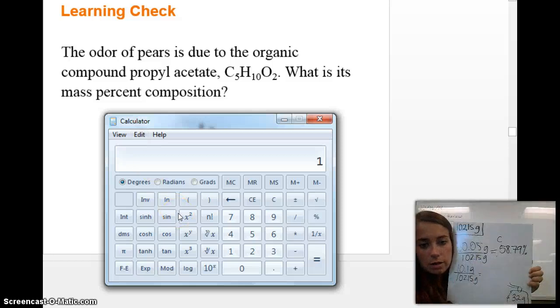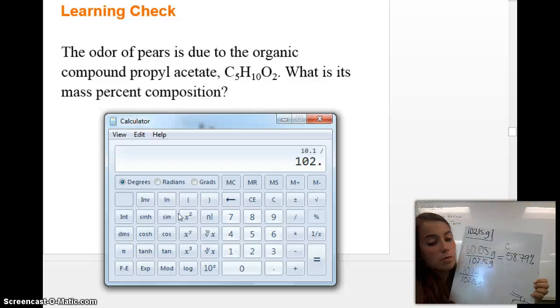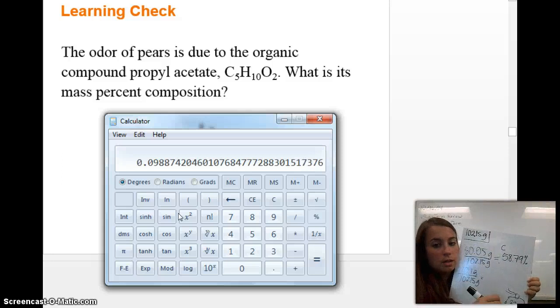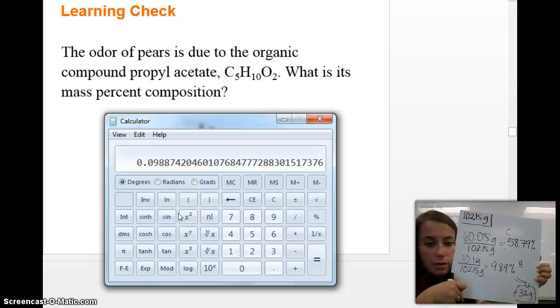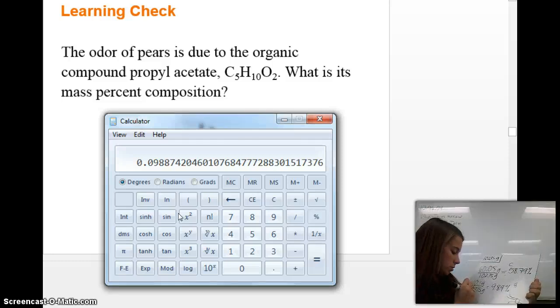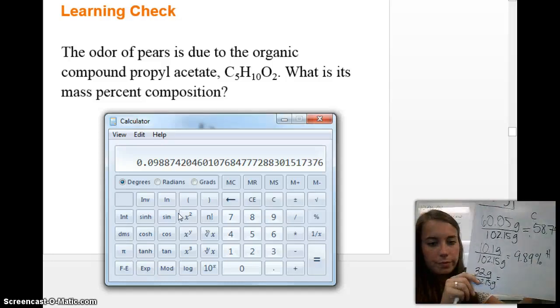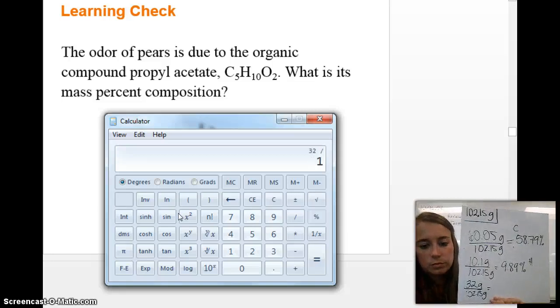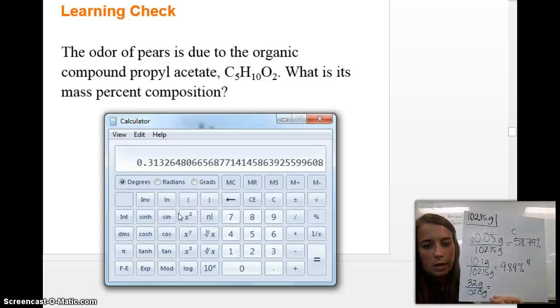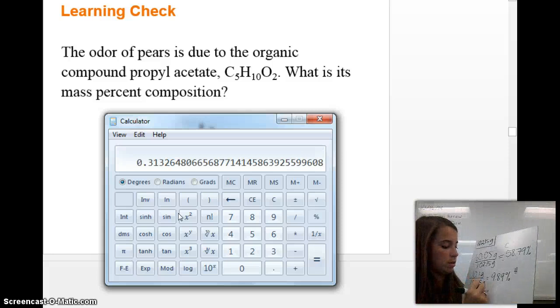let's see, 10.1 divided by 102.15 gives me 9.89% is hydrogen. And then lastly, I've got those 32 grams. So 32 grams divided by 102.15 grams. So doing the last one, I get 31.33% of it is oxygen.